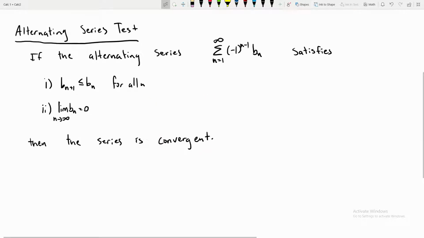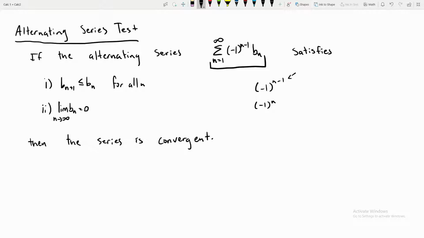In order for us to determine whether an alternating series is convergent or divergent, we have the alternating series test. And we basically say if the alternating series, given by this, satisfies these two conditions. And before I get to those conditions, let's take a look at this series. So we have this (-1)^(n-1), which is the term that tells us whether we're going to have a negative or a positive value for that term. So you can often see (-1)^(n-1), or like in the example, you can just see (-1)^n.